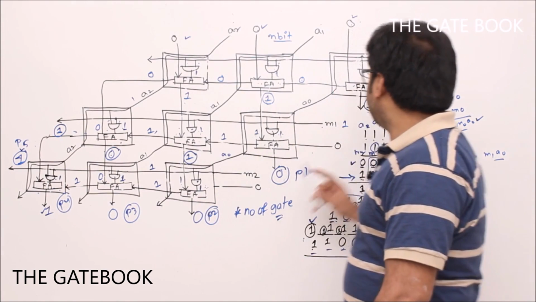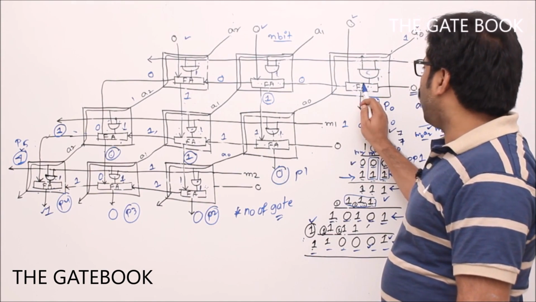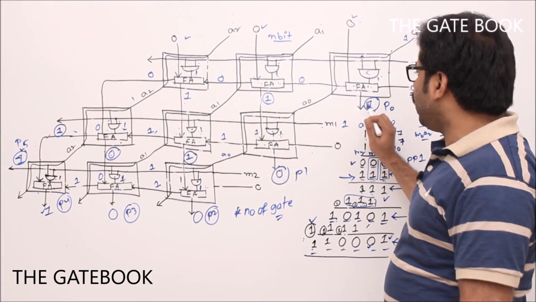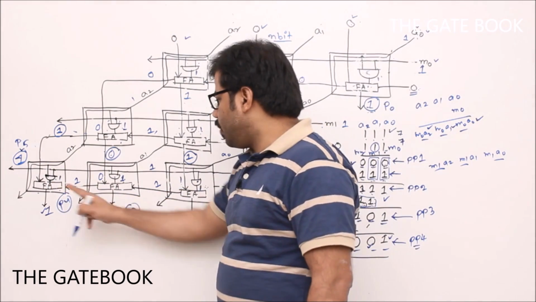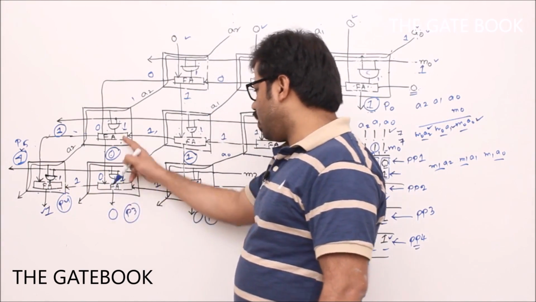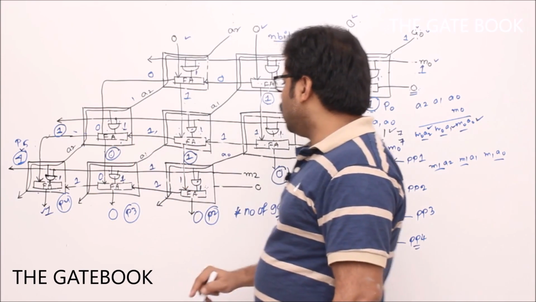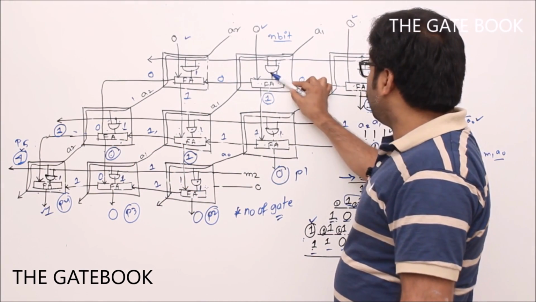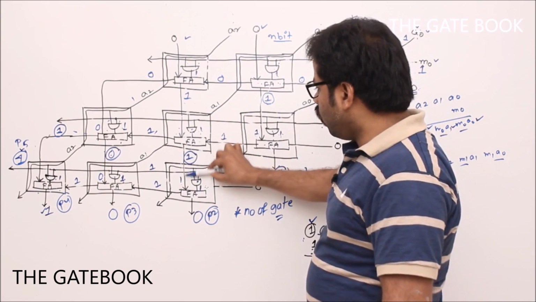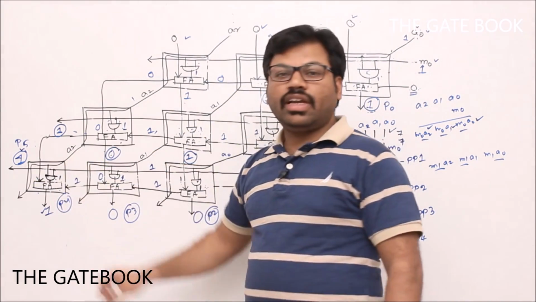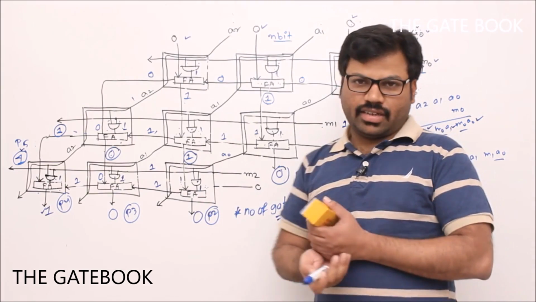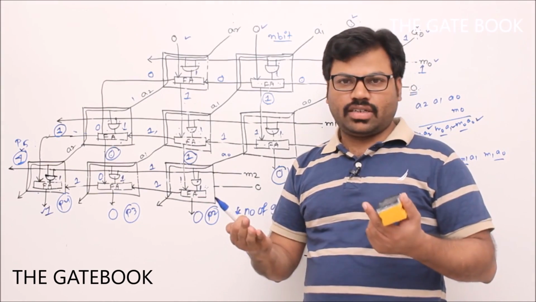So the delay is, see, let me count it. 1. I'm just checking how many boxes this box is depending on. This box is depending on, of course, this box and this box. Then you see 1, 2, 3, 4, 5, 6. So at least 6 gate delays are there, correct? 6 gate delays or more than that, correct?